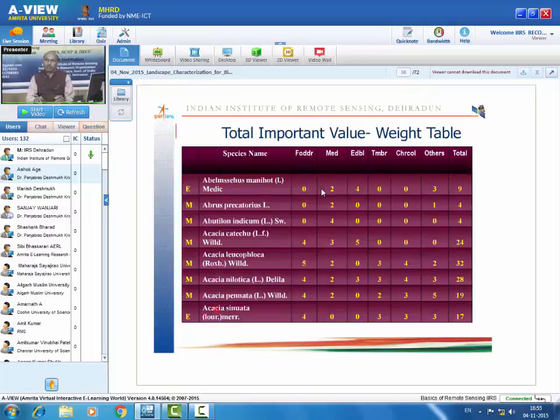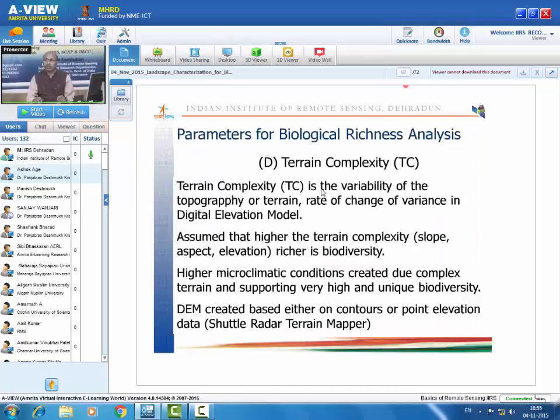Let us say I have a list of the species here, and then what is the fodder value, medicine value, edible, timber, charcoal, others, and total it up. So these experts have to help us to do this kind of analysis, and we range it from 0 to 10. 0 means no use, 10 means maximum use. So that kind of awareness comes when you work with this kind of data and take the help of the experts. So this table also goes into the analysis.